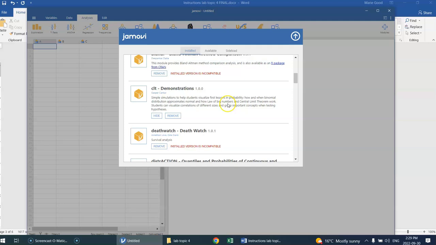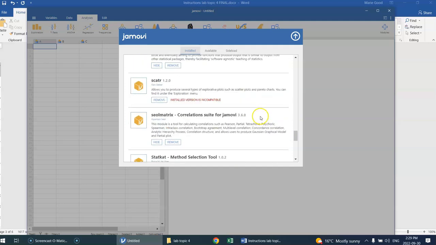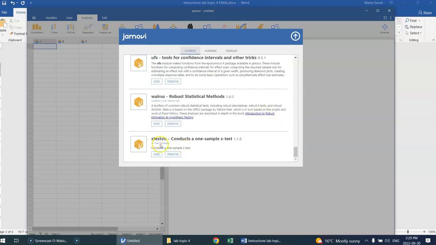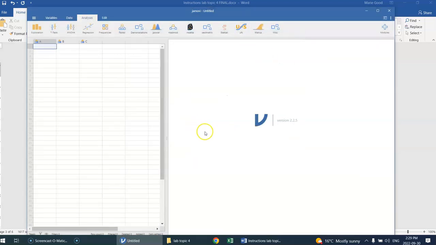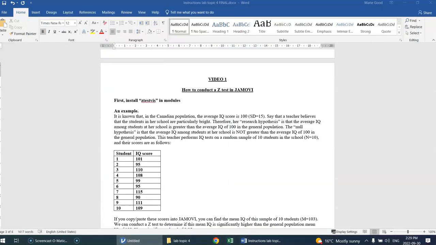I already have this installed, and it is called Z-test Viz. So look for this and just install it. Once you have it installed, it will actually pop up under the MISC category. So this MISC icon will appear, and if you click on it, you'll see there is the Z-test Viz, one sample Z-test.